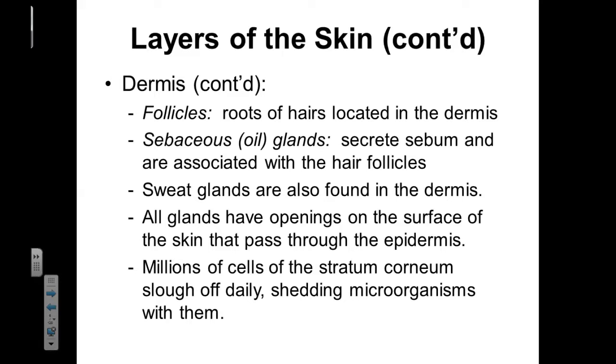Within the dermis, we have follicles that contain our hairs. We also have our sebaceous glands, aka oil glands, that secrete sebum. Sebum is not necessarily oil. Sebum is mostly phospholipids, but also contains lots of carbohydrates and proteins. There are two different kinds of sweat glands, the apocrine and the eccrine sweat glands, that are found in the dermis as well. And we'll also have other glands on the skin that pass through the epidermis. These could be mucus glands.